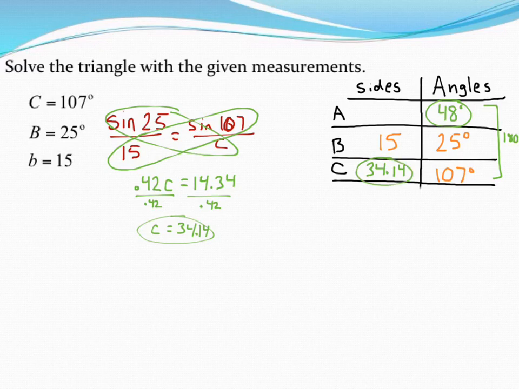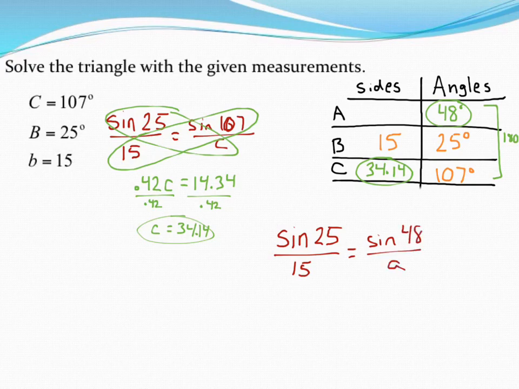And now what I can do to find side A is another proportion, another law of sines problem. So that angle B, side B relationship seemed to work really well, so let's do that one again. So once again, it's the sine of angle B over side B is equal to the sine of angle A, which I now know is 48 degrees, over side A. Okay, and we'll do the exact same thing. We'll solve this by cross multiplying and find out what side A is equal to.